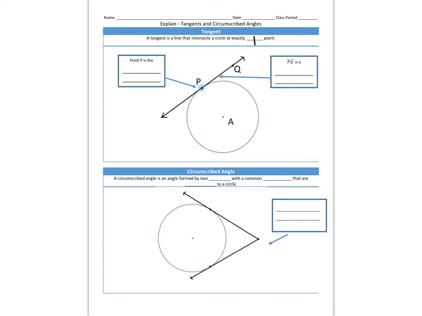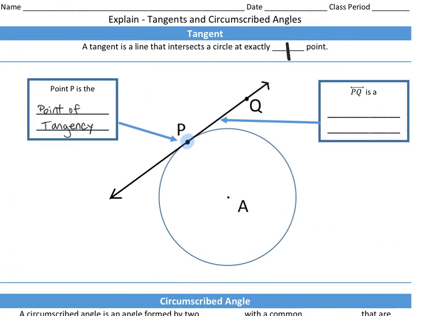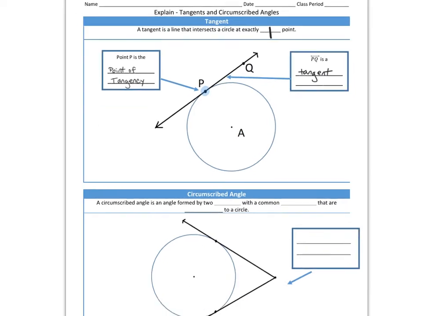We call point P the point of tangency. So that's our point of tangency, and PQ is a tangent. And again, a tangent is just a line that touches a circle at exactly one point.